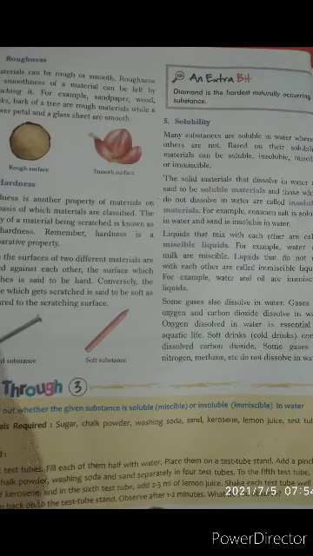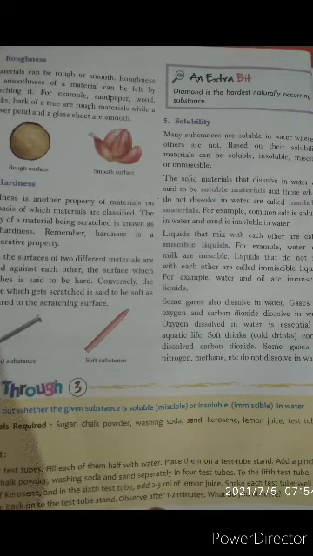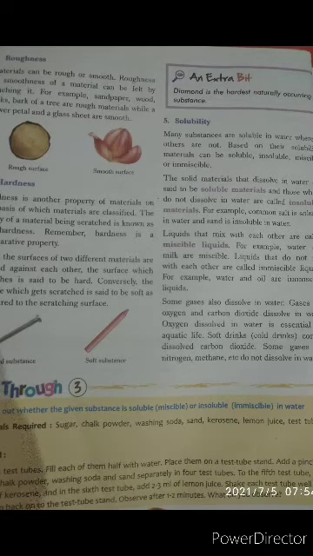Next one, solubility. Many substances are soluble in water, whereas others are not. Based on their solubility, materials can be soluble, insoluble, miscible, or immiscible. Like that, we can divide them.